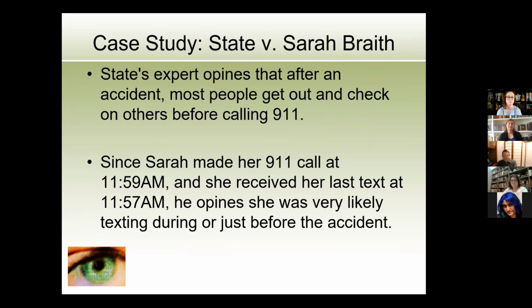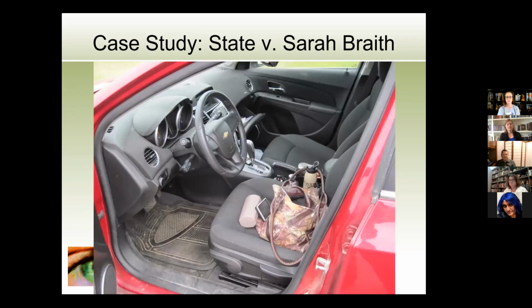And lots of things happened. We took a look at the 911 call to get the timeline right. She received her last text at 11:57. The 911 call was at 11:59. So 2 minutes between the last text and the 911 call, which is pretty much indicative of when the accident happened. This is what the car looked like. And you see a very powerful point here in this picture. You see this is a Garmin GPS unit that was in her vehicle.